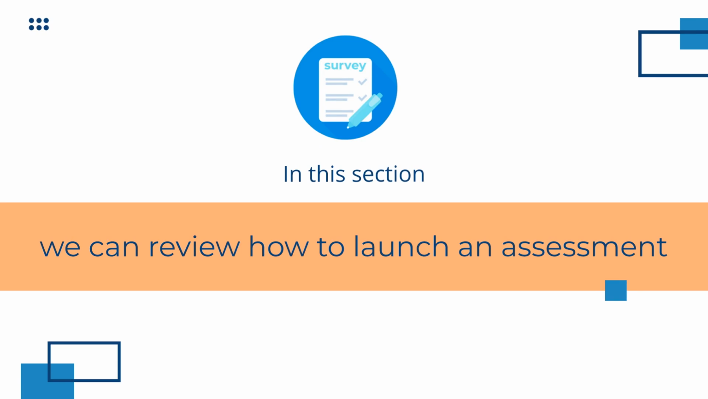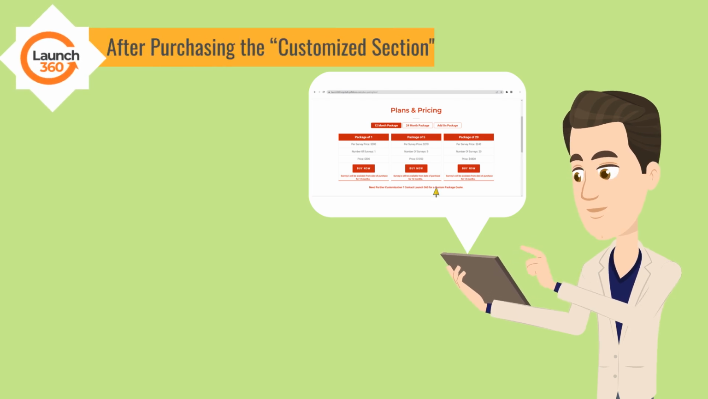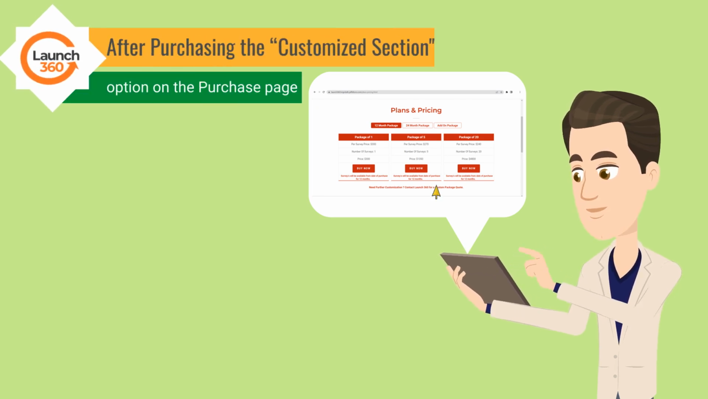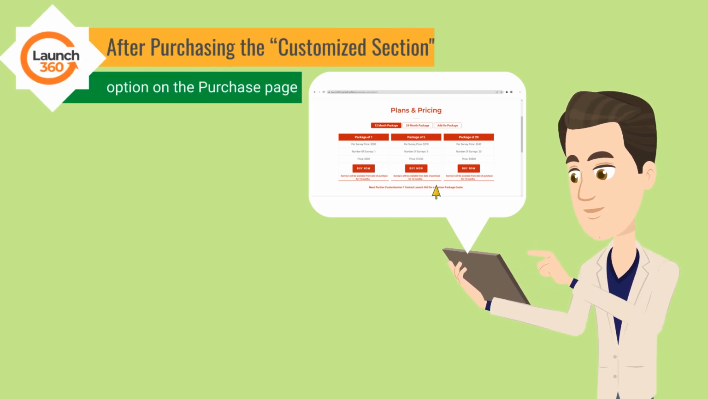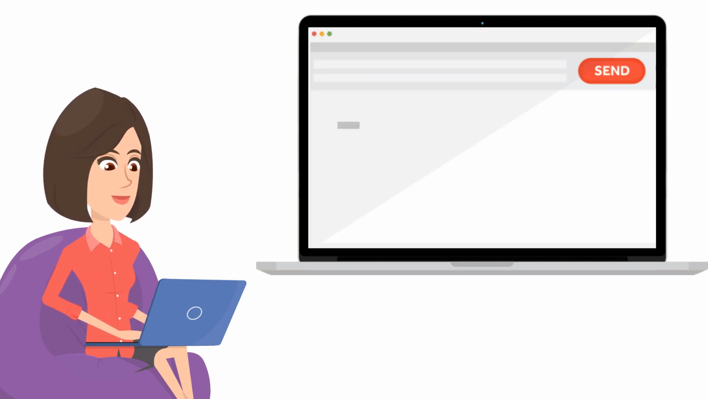In this section, we can review how to launch an assessment when you have purchased the option to include a customized section. After purchasing the Customized Section option on the purchase page and submitting your requirements, you will see the status of your customized survey assessment on this page. Here we see the assessment as pending because Launch 360 needs to create this custom survey for you.